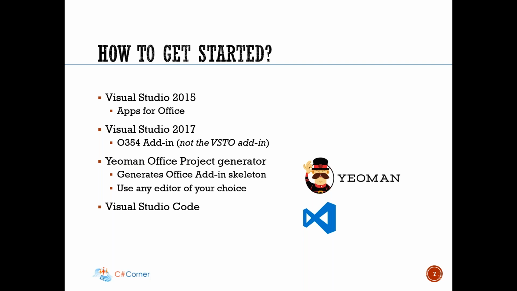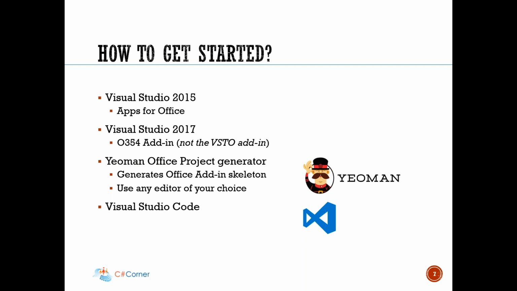If you don't want to go with Visual Studio, which is a commercial product of Microsoft, and you are using some other products, then you can go with the Office project generator with Yeoman. Yeoman is a tool which creates project skeletons. So Yeoman has a version for Office, using which you can create the Office add-in skeleton. All the necessary files for programming an Office add-in will be created by this Yeoman tool, and then you can use an editor of your choice.